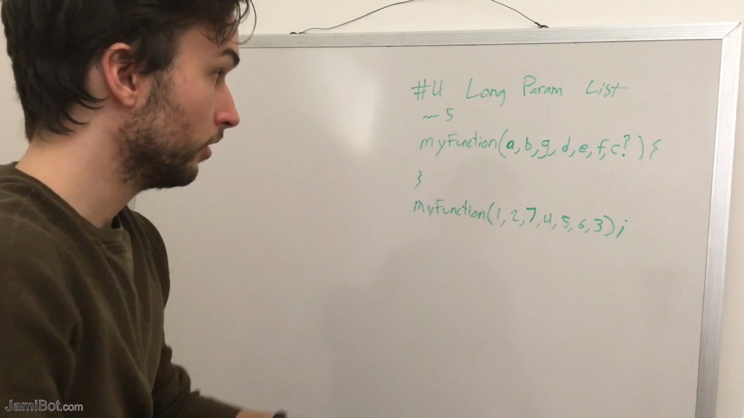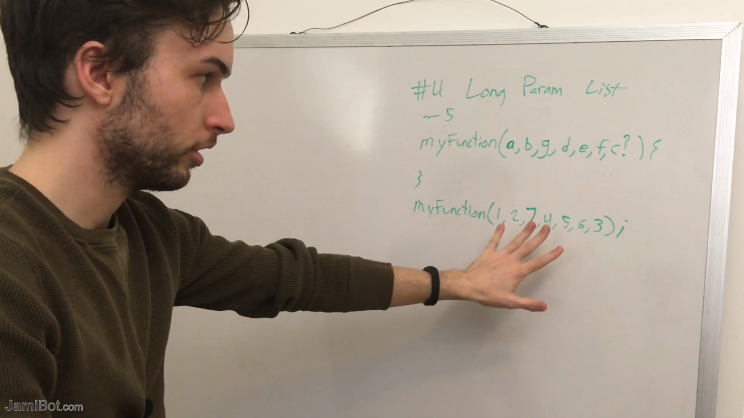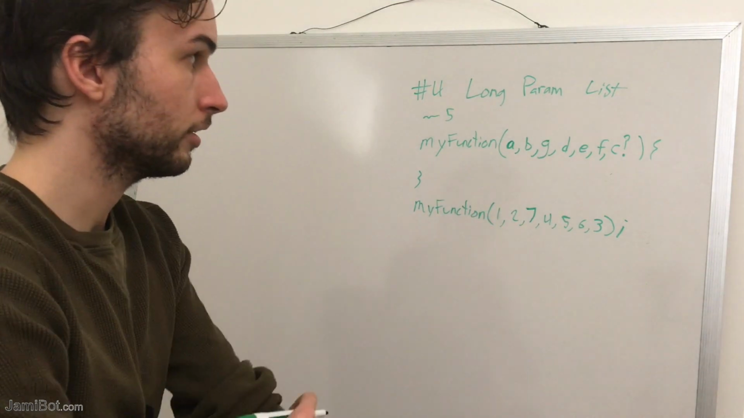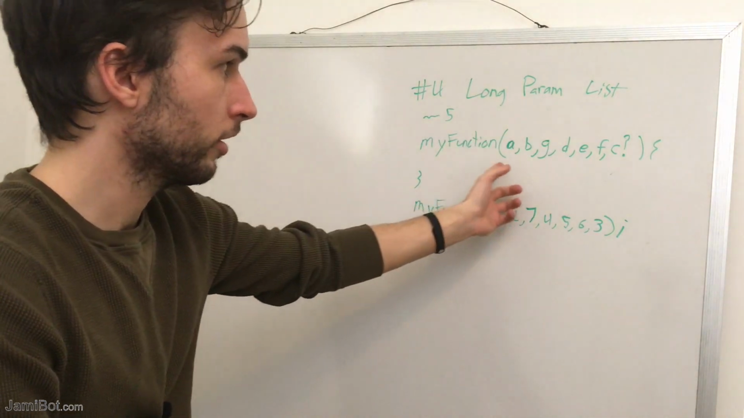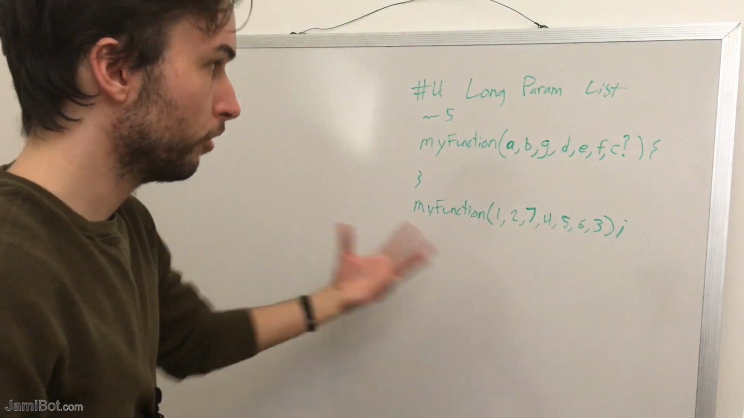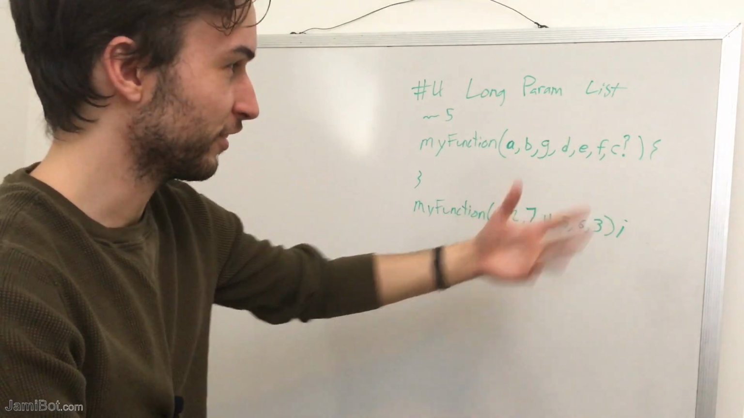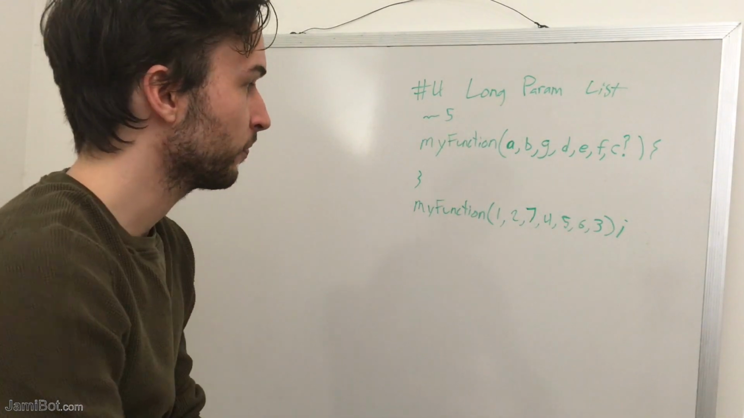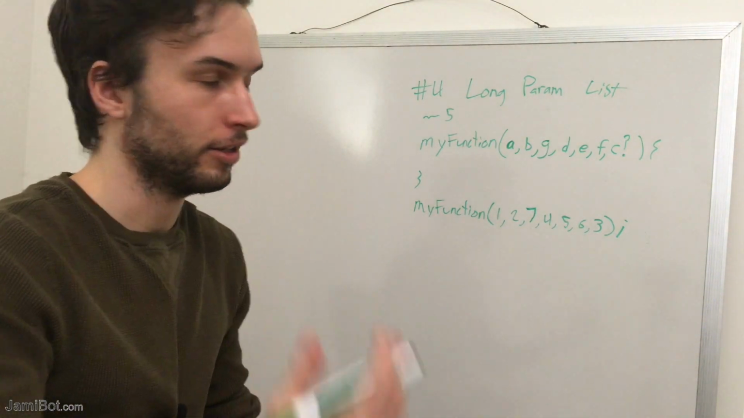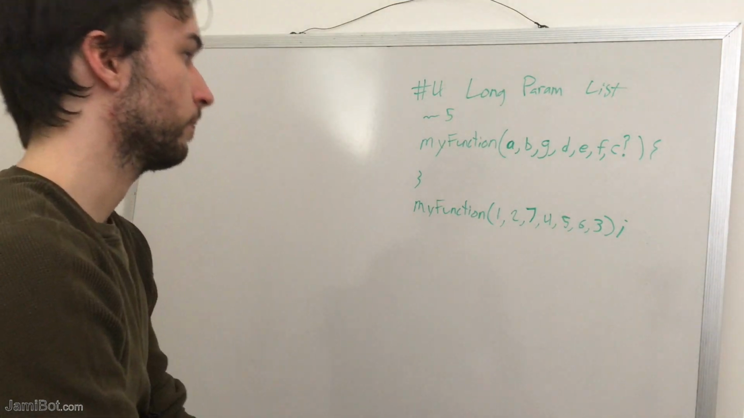Alright, so that's one reason why so many parameters are bad, because the more you have, the more this problem will occur where you're wanting to swap out different orders of things, right? Because the order has more and more importance. There are more things having an order, the more things are in the list. So the more things are in the list, the more likely that you'll want to change things around, and then the more you'll have to change every single call to my function as well.